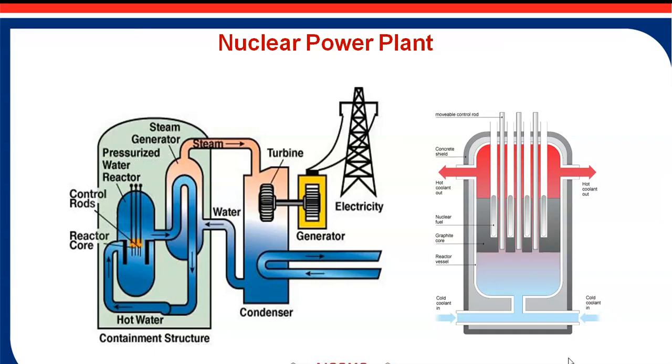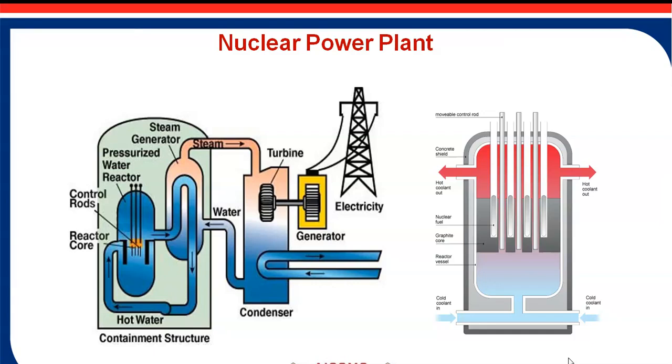Generally, in atomic fission, a heavy nucleus like uranium is split into two lighter nuclei having a combined mass less than the parent element. That is E equals mc squared, Einstein's mass-energy equation. We can see that some energy is produced.